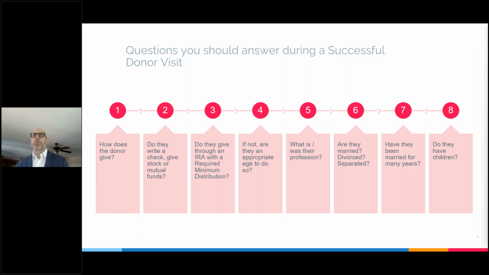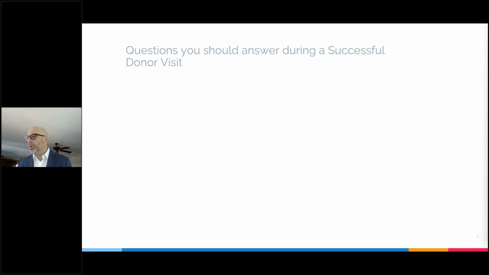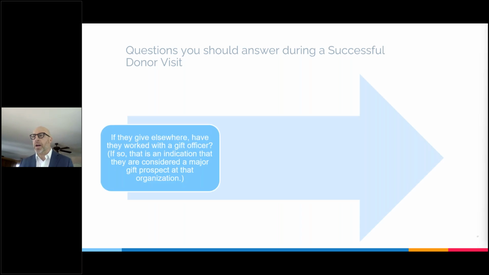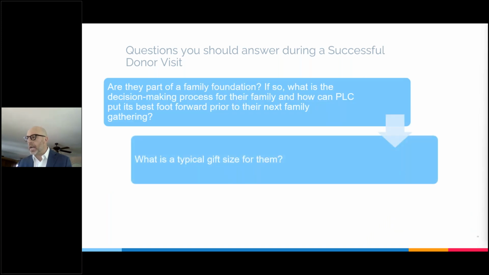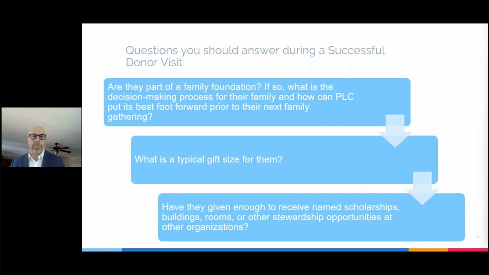Now, you don't necessarily want to come right out and ask the donor all of these things here, but they would be ways in which you can find out the capacity of a donor and perhaps their connection to your organization. You're going to think about if they give elsewhere, have they worked with a gift officer at a different organization? Do they have other philanthropic interests? What are those? What time of year do they give? And then here, getting into some more technical things as you're looking at more traditional major gift prospects. If they're a part of a family foundation, then of course that is something that you would especially want to explore with them. So those are all parts of that learning.